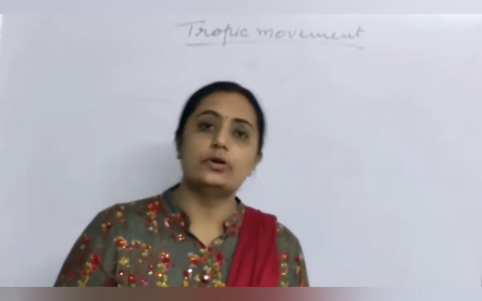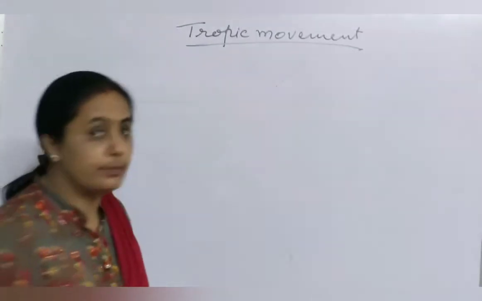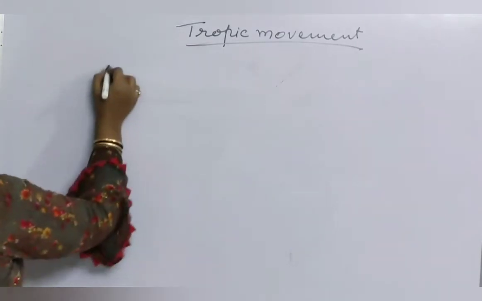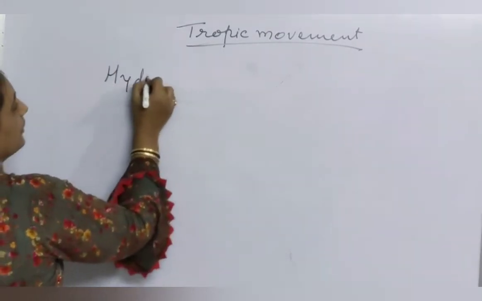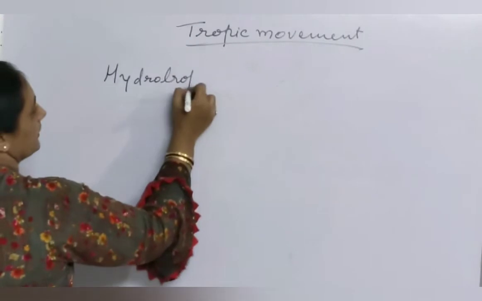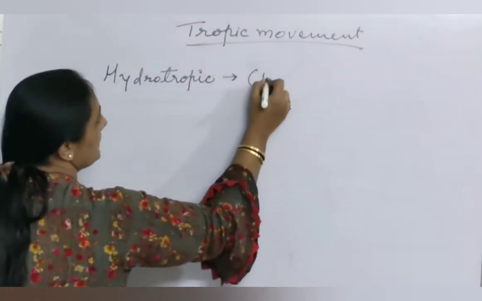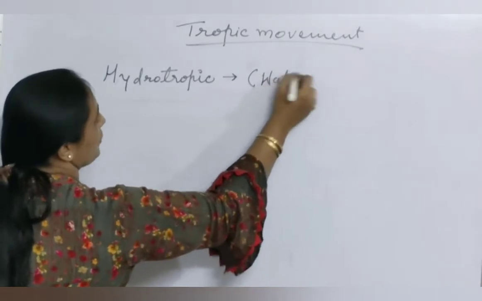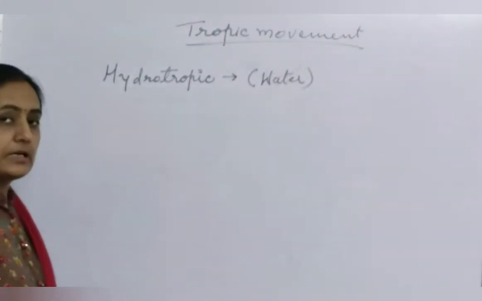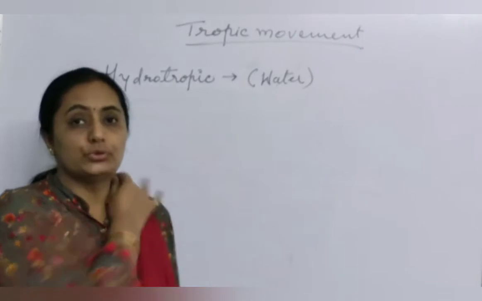In this class we will discuss the rest of the movements shown by plants. First, hydrotropic movement. Hydrotropic movement means movement of a plant towards water, or in the direction of water. It is a very simple experiment you have to do.